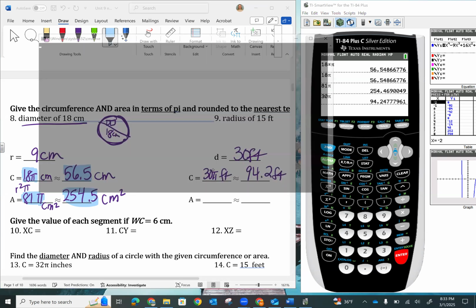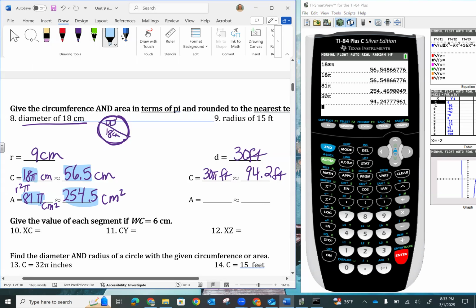Okay, I'm going to highlight the answer to get this black box popping up. So 30 pi, or 94.2 feet. If it said go to the hundredth, you'd keep two places. So in this case, it would be 94.25.